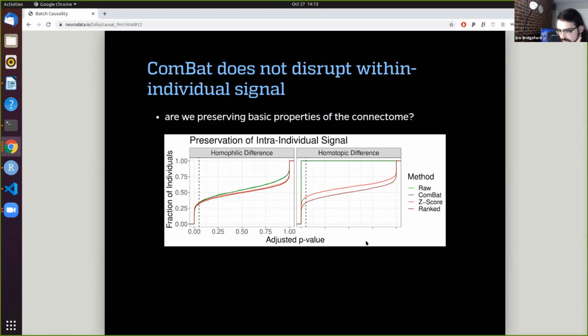And so the conclusion here was that combated connectomes tended to yield the same inference as the raw connectomes at the individual level, which was not the case with a couple of other fairly naive methods for batch effect correction that are used fairly prominently in the genomics literature, like z-scoring, ranking features within a data set, things like that.